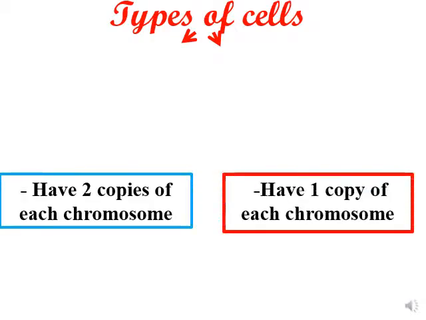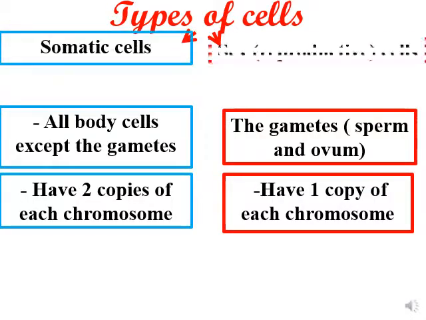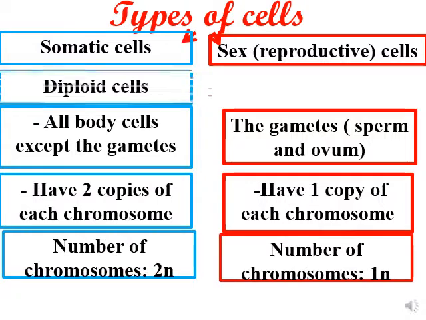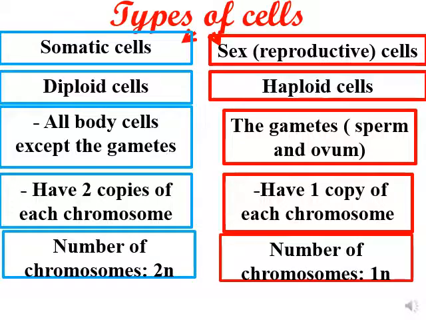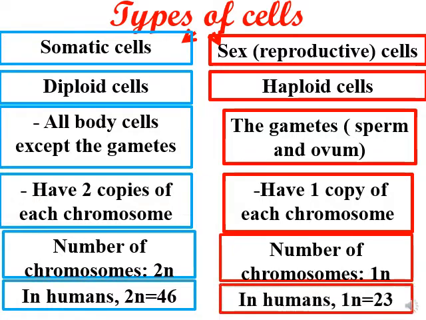So here we move to the different types of cells. As you know, we have two different types of cells. We have the somatic cells, also known as the diploid cells, or we have the sex cells or the reproductive cells, known as the haploid cells. Somatic cells are all the body cells except the gametes, while the sex cells are only the gametes, the sperm and the ovum.